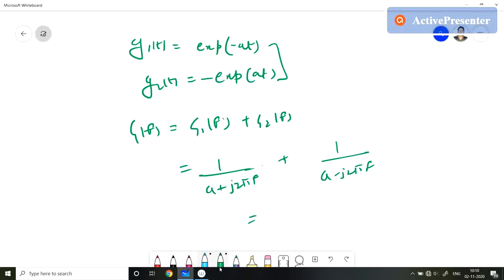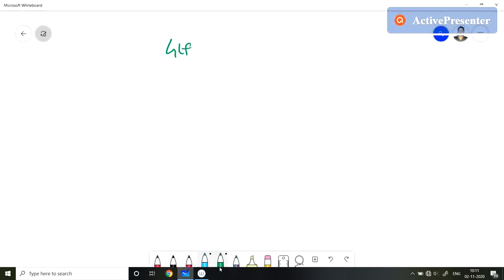Now if we further solve this, here we have this minus. So what will we get? We will get minus j 4 pi f divided by a square plus 2 pi f whole square. So this is gf. So gf is equal to minus j 4 pi f divided by a square plus 2 pi f whole square.